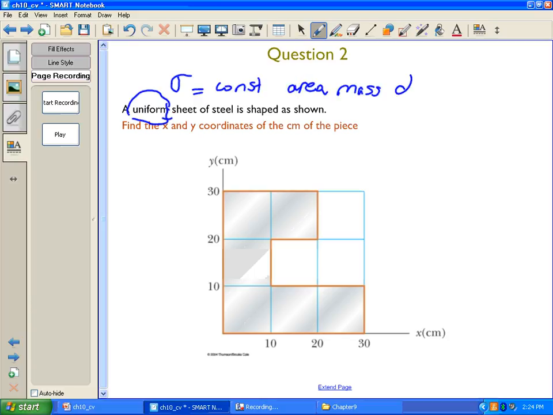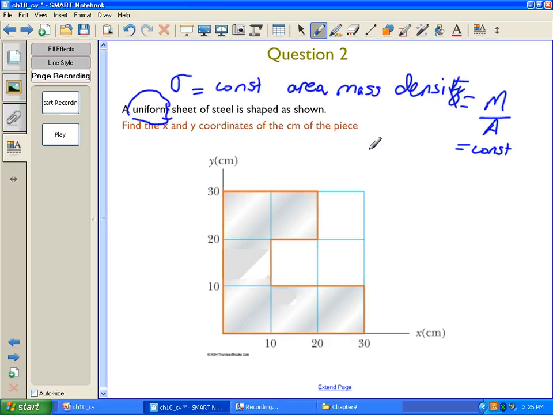mass density. Why area and not line? Well, because this sheet has an area. And so what is appropriate here when we are told that a uniform sheet of steel is shaped below, we know that this sigma, this mass density, which is equal to mass per area, is constant. And therefore, any one of these squares has the same value of sigma.